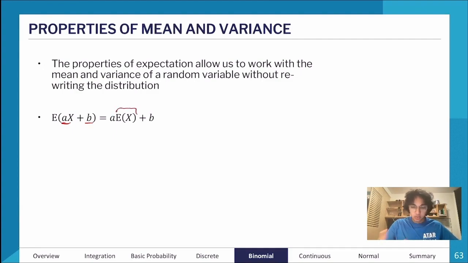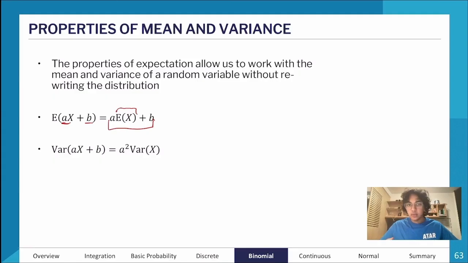So sometimes this is a really common question type. They'll give you some x term, and then they'll say, let's double that x term, right? And then add b to it, or add some value to it. If you want to calculate that out, just use this rule here.